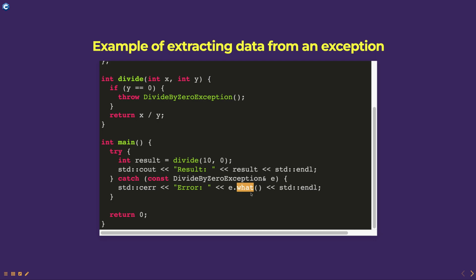The error message is stored in the exception object and can be accessed through the what method, which is inherited from the std::exception class.